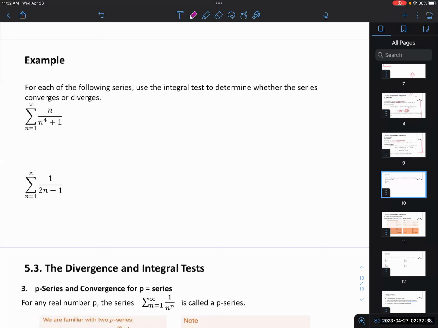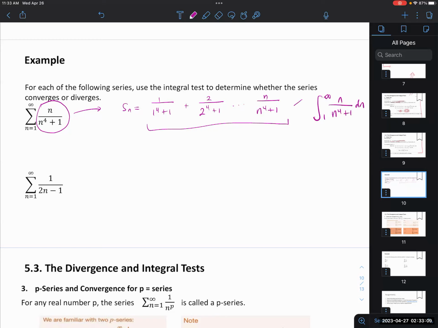You're going to write a couple things. So this is, we have S_n = 1 over 1 to the 4 plus 1, plus 2 over 2 to the 4 plus 1. You keep going, n over n to the 4 plus 1. So they're stopping at n. I know that this is going to be the integral from 1 to infinity of n over n to the 4 plus 1 dn. We are going to take the limit.